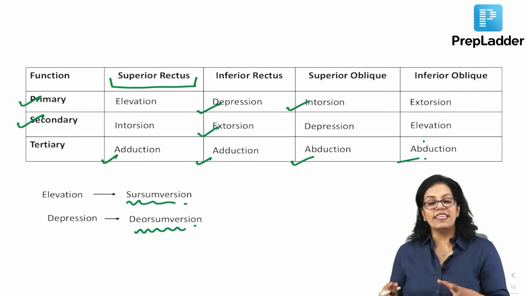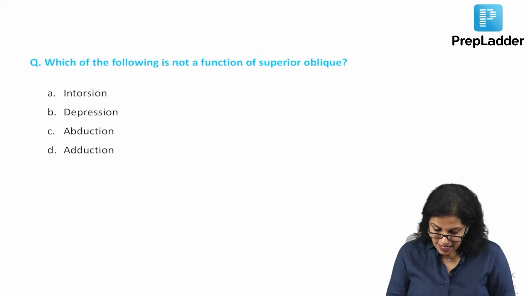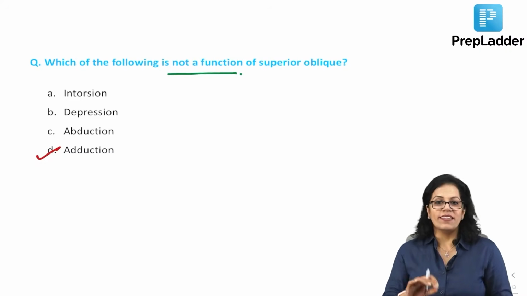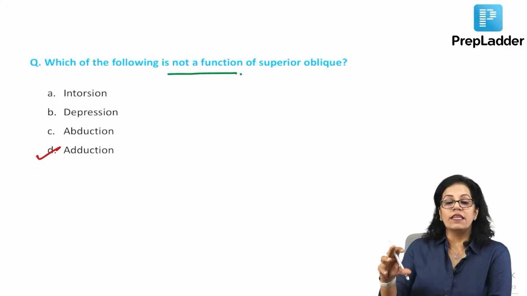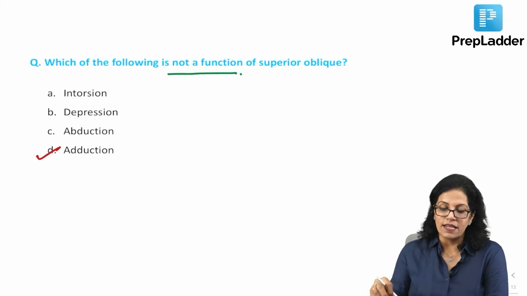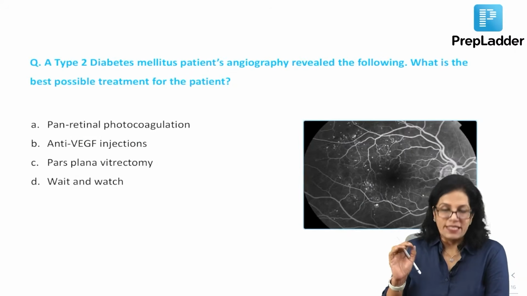So if you have revised this action of muscles with me, we can go back to the question, and of course, which is except not a function of, we know the answer here is adduction. Yes, you all have answered nicely. So the question, what you have to understand here, that please be very thorough with your basics of action of muscles. And any other muscle can also be asked in the exam. Now we come to the next question.